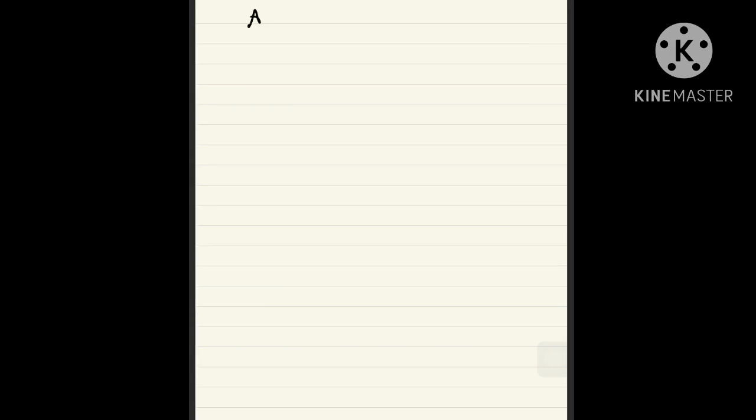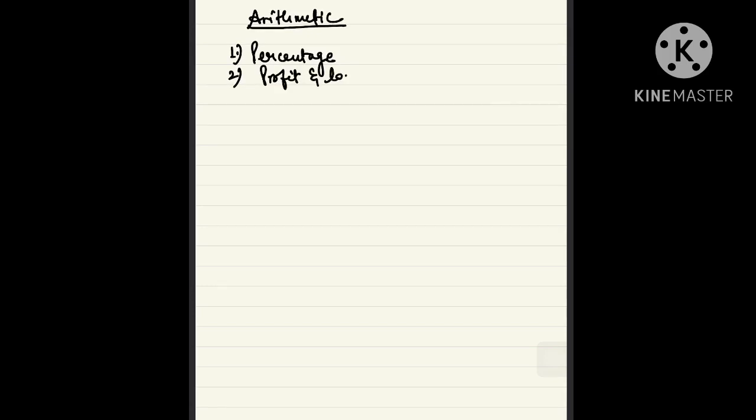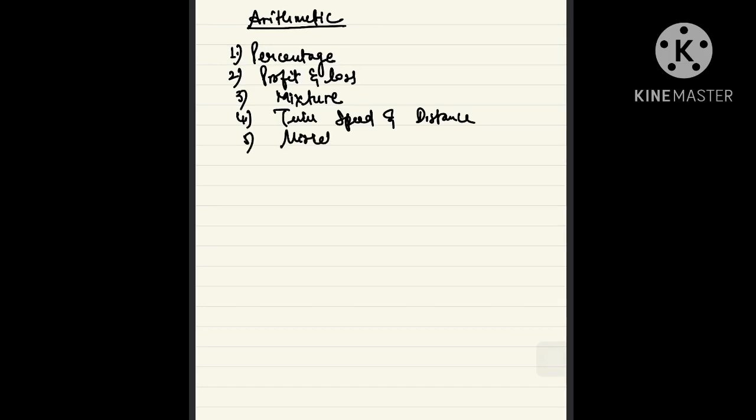First, I will go with arithmetic. In arithmetic, we have numerous topics. We have percentage, a fundamental and very important topic for other topics as well. Okay, percentage, profit and loss, mixture, and we have time, speed and distance, and various other miscellaneous topics. Okay, I will start with percentage.